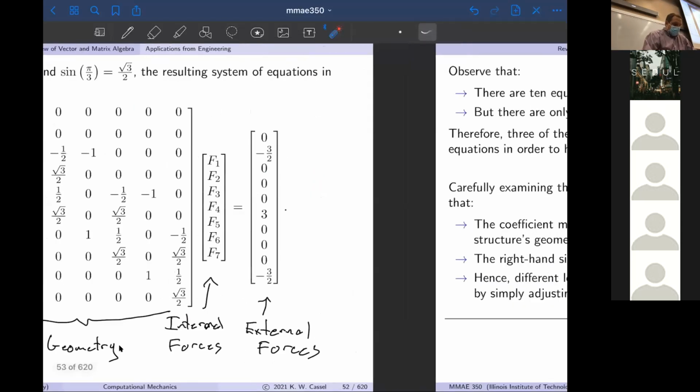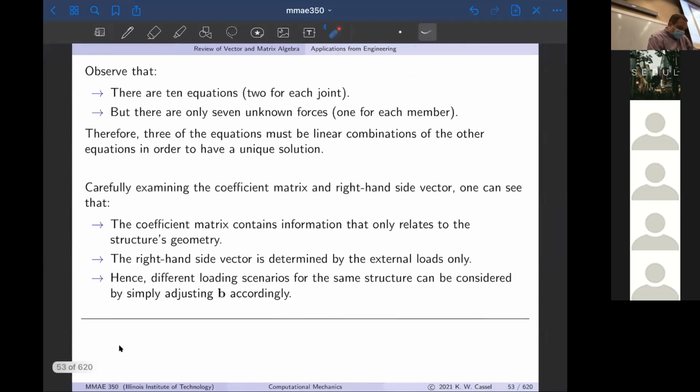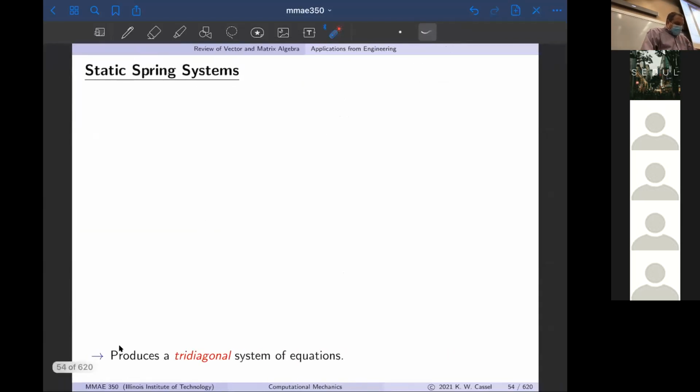Okay. So I said all that. Let's look at another statics problem. All right, so again, statics, nothing's moving. Let's look at a static spring mass system. So here it is. It's a very simple problem.